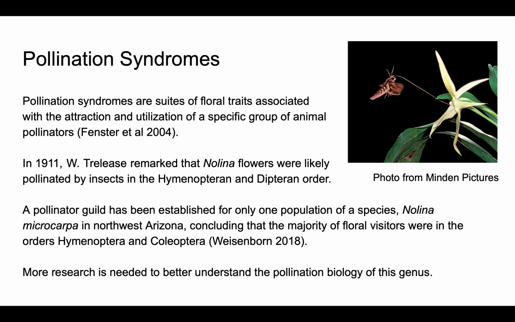And so in 1911, William Trelease, who is a very notable botanist who described 3,000 species of plants, remarked that Nolina flowers were likely pollinated by insects in the Hymenopteran and Dipteran orders based on the pollination syndromes. Hymenopterans are bees and wasps and ants, and dipterans are the flies.